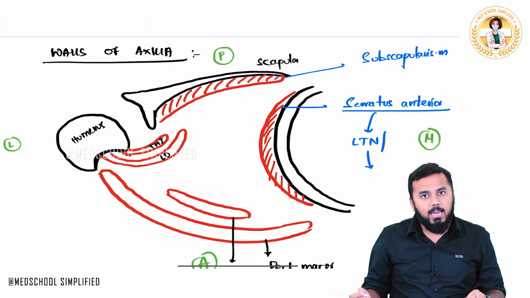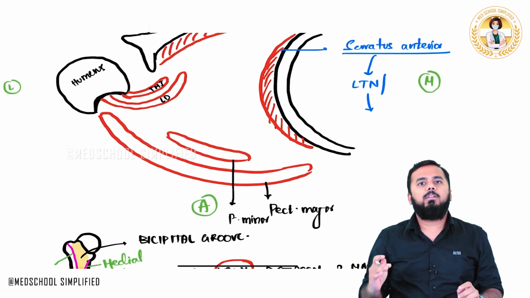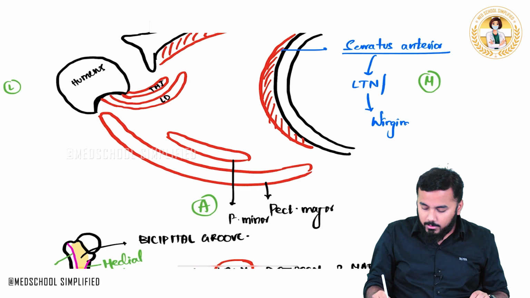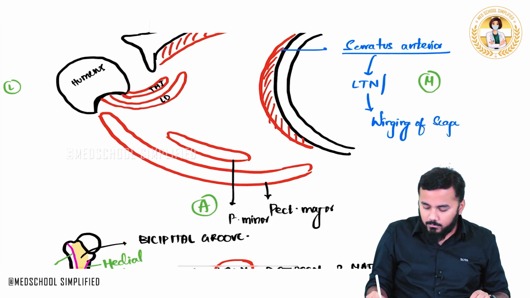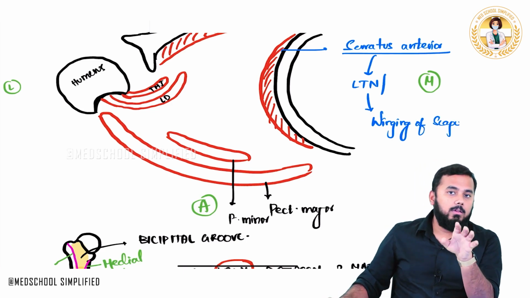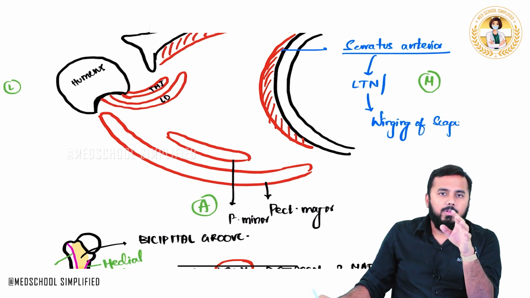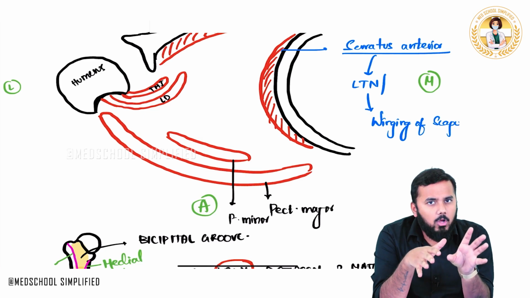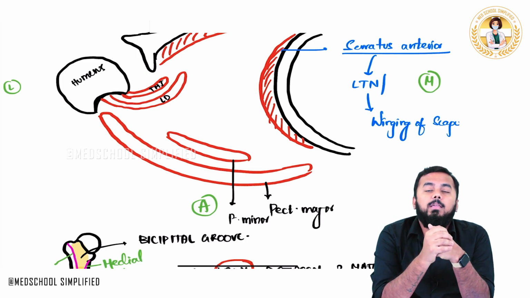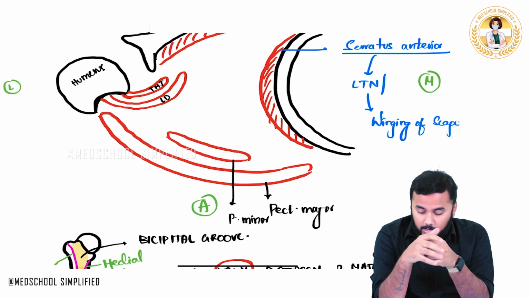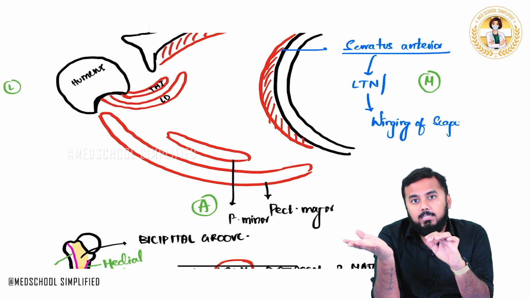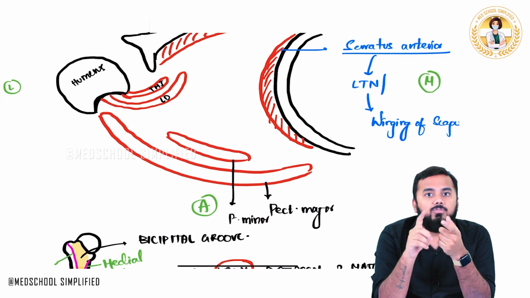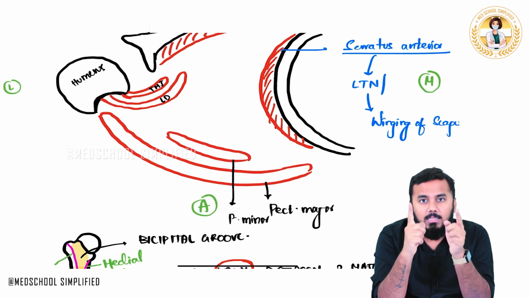If the long thoracic nerve is damaged, that would lead to paralysis of serratus anterior, and that is called winging of scapula. Whenever you study winging of scapula, you should also study partial winging of scapula. Winging of scapula is caused by the long thoracic nerve, but partial winging of scapula is caused by the spinal accessory nerve, which supplies your trapezius muscle. Keep that clear in your mind.